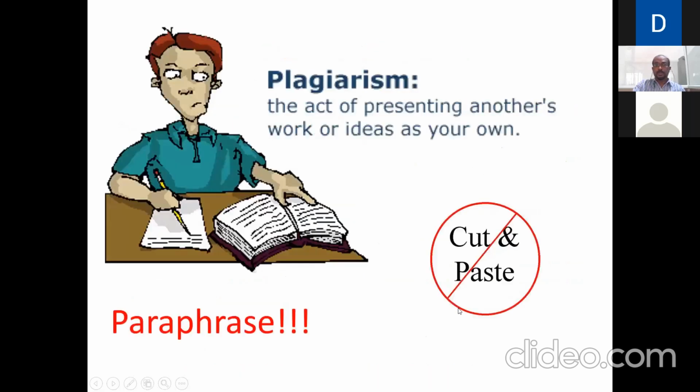So the next one is plagiarism. It is very important. Plagiarism means the act of presenting another's work or ideas as your own, right? When we are writing our paper, we can go through some literature survey and we can take up ideas from others also. That is good. But we have to cite their names and cite the proper places. Directly copying and pasting is very much unethical. That is called plagiarism.